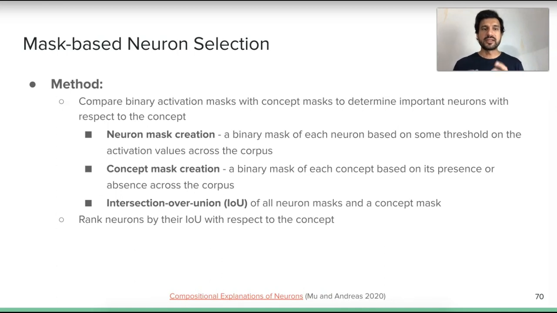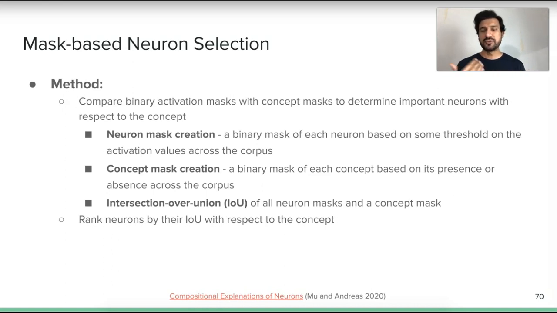Okay. So the techniques that we have seen so far have often involved a human that has to analyze the outputs of the methods to figure out what concepts are being represented by the neuron. Now we will look at some other methods that take concept data sets and try to automatically make a connection between the neuron and the corpus and the concept. So one such technique is mask-based neuron selection, where we create masks of all of the neurons and concepts and compare these masks to define the function of a neuron.